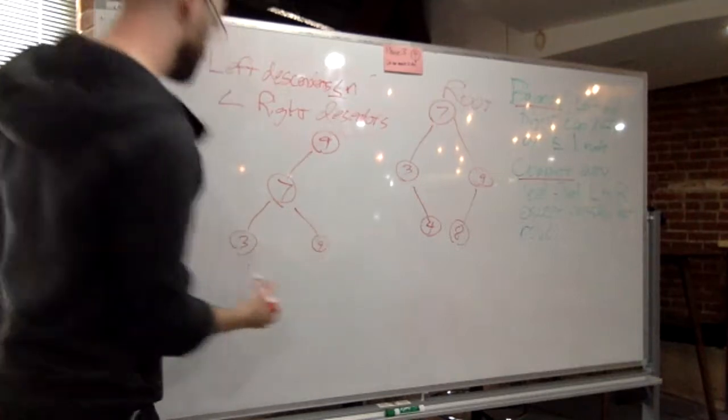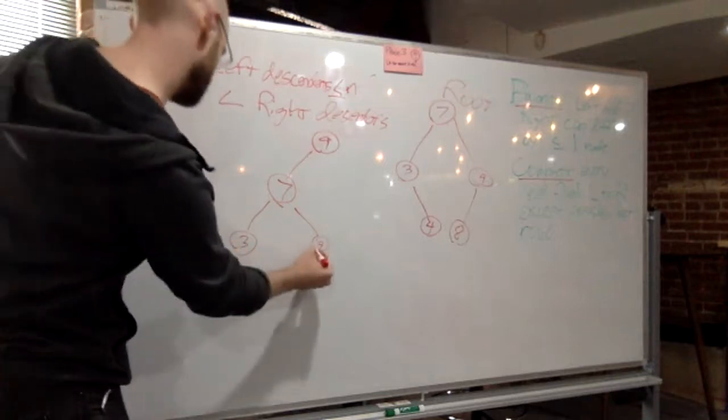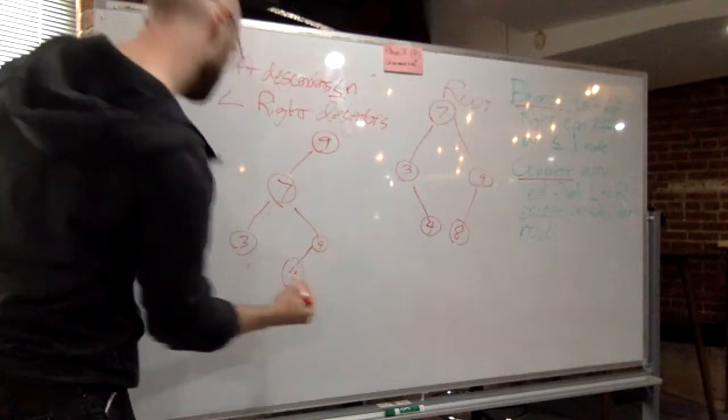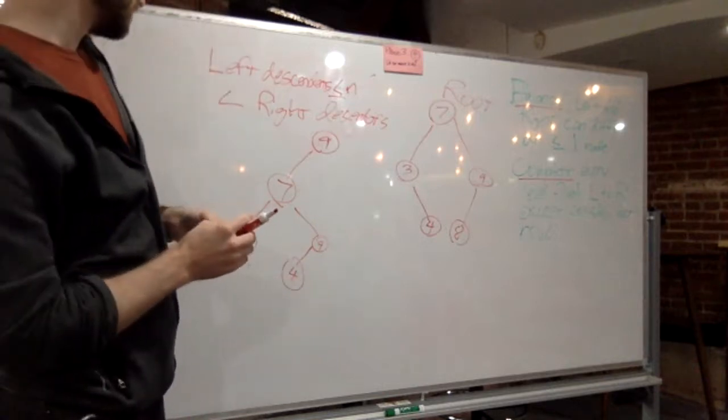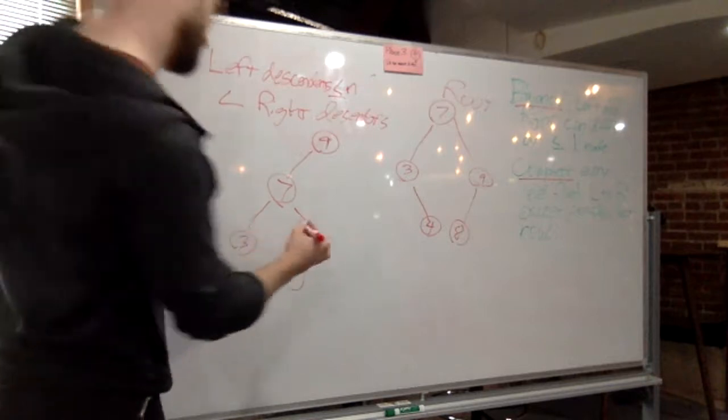And now we can do 4 on the left of 9. Well, why are we repeating 9 though? Yeah. Do we? Oh. Yeah. Oh, did you mean 8? 8? Yeah. Okay.